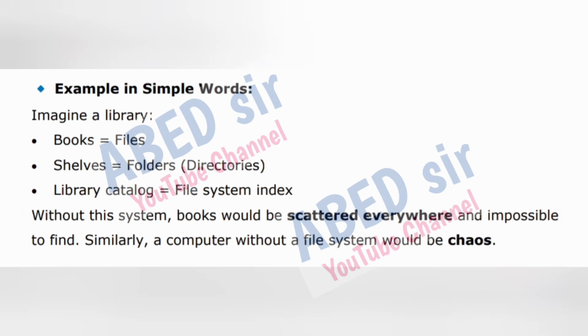Example in simple words. Imagine a library. Books is equal to files. Shelves is equal to folders, directories. Library catalog is equal to file system index. Without this system, books would be scattered everywhere and impossible to find. Similarly, a computer without a file system would be chaos.